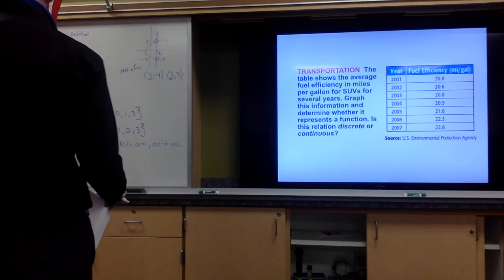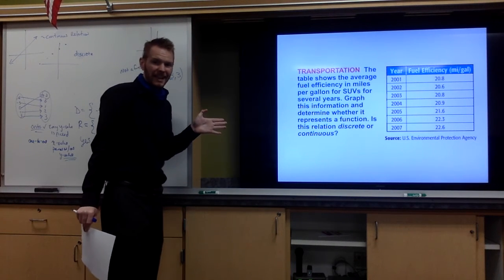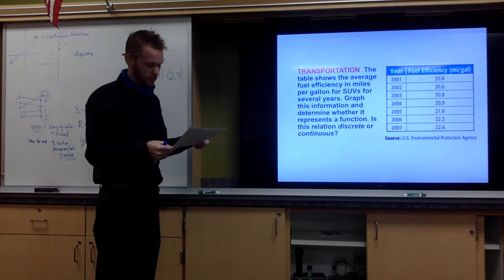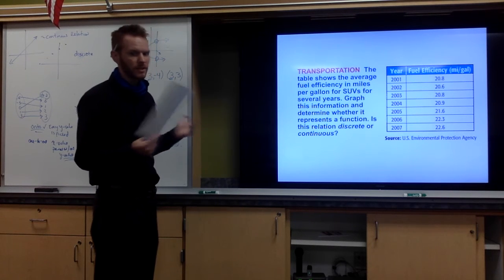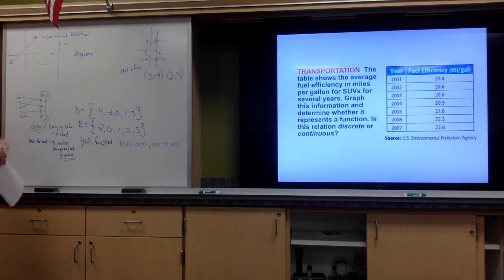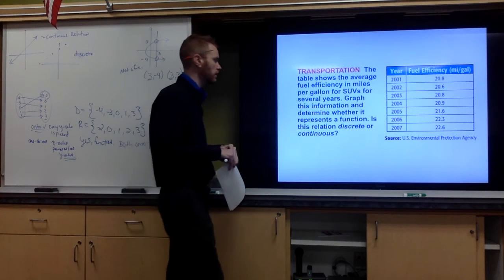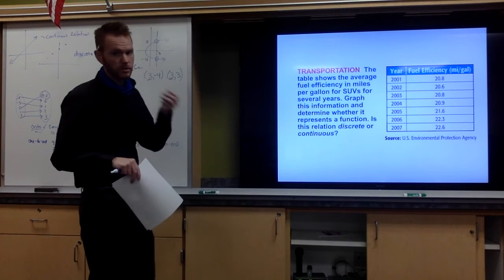All right, transportation. Now this is where I say don't write everything down. You can write this stuff down, but I highly encourage you to print out the PowerPoint slides. Before I give you the answer, pause it, read it, try it out for yourself. It says here, the table shows the average fuel efficiency in miles per gallon for SUVs for several years. Graph the information, determine if it represents a function. Is this relation discrete or continuous?